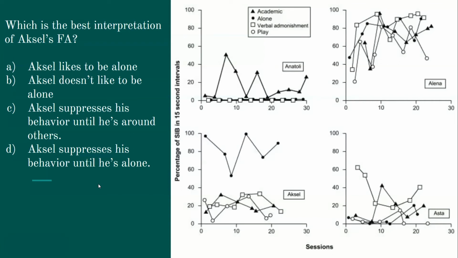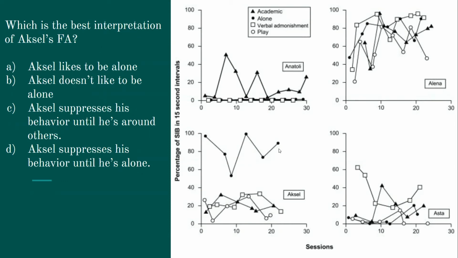Okay. Perfect. All right. Well, let's go ahead and go through them. So the first thing, and I think one of the most important things, is to figure out what graph we're looking at, obviously. Aksel is the graph we need to be looking at. And then we also need to know what those little circles are in Aksel's, which correlate to an alone condition, which would then hypothesize that it's potentially a sensory function, right? If it's high during the alone, it's usually sensory or automatically maintained. So when we look at A, Aksel likes to be alone.